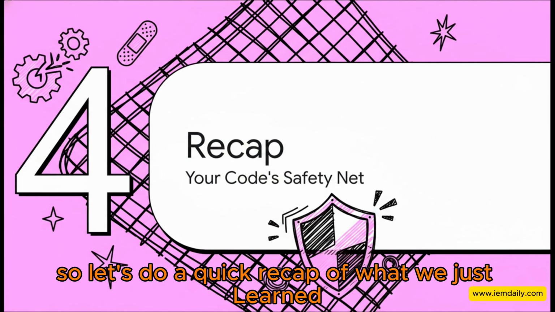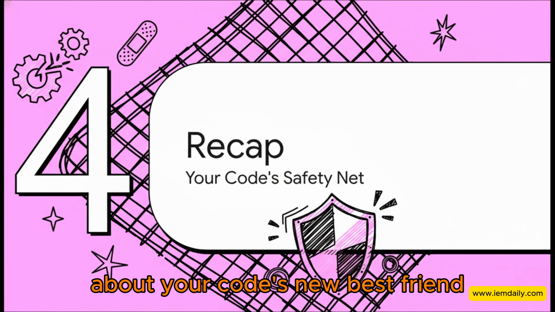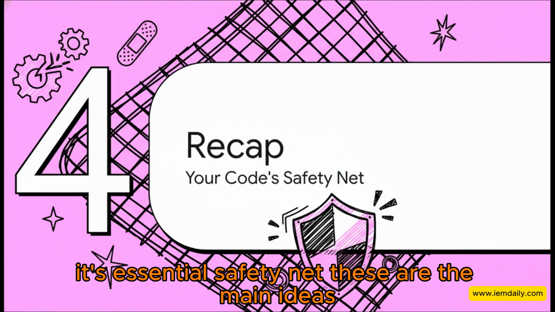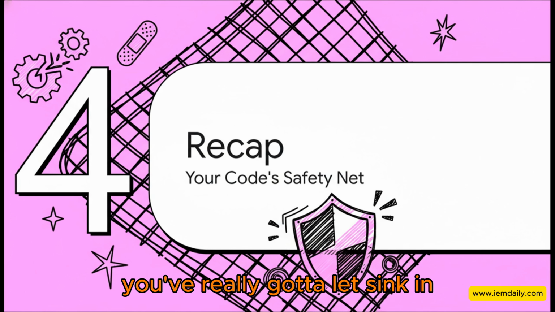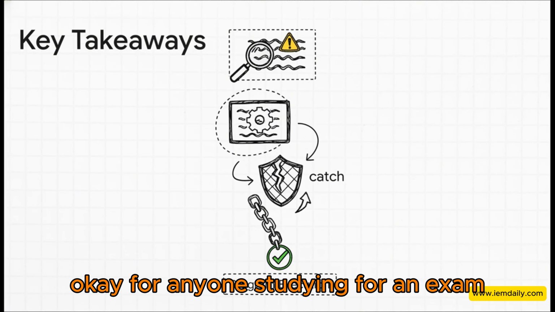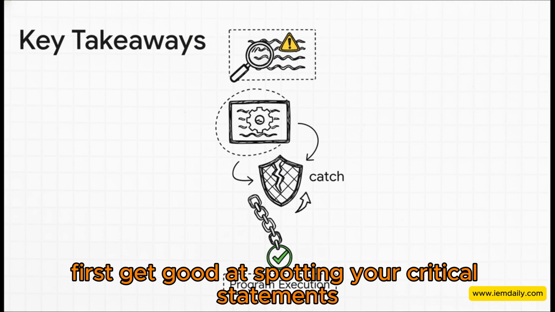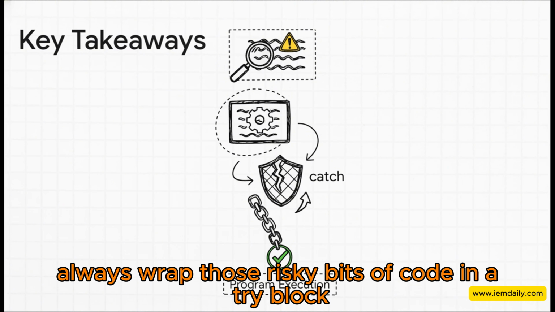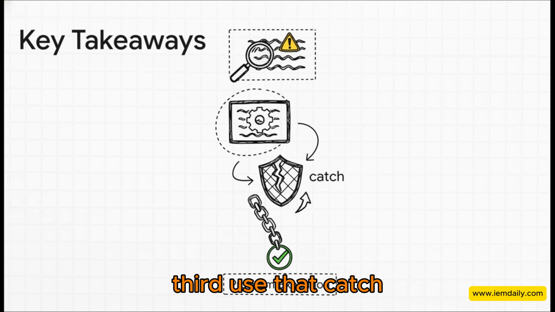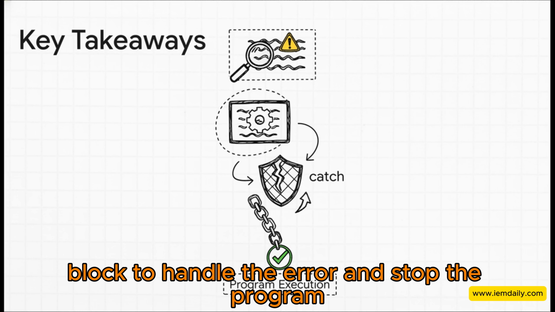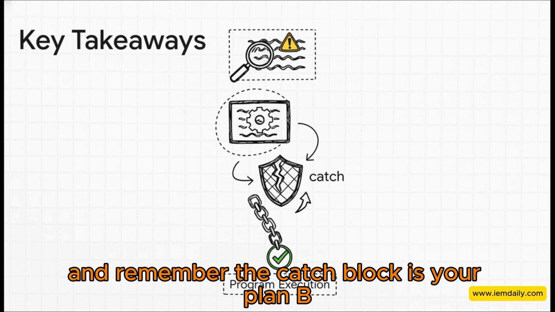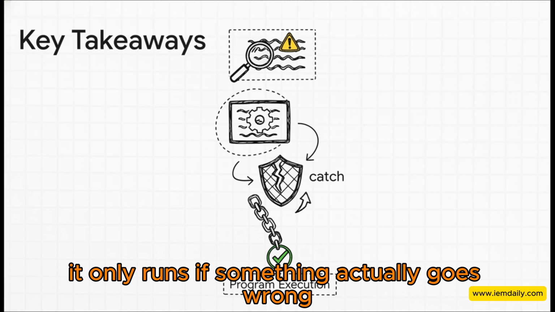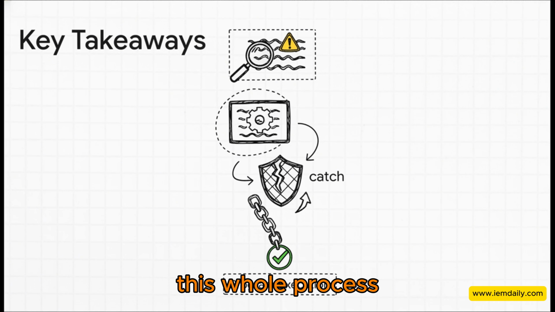So let's do a quick recap of what we just learned about your code's new best friend, its essential safety net. These are the main ideas you've really got to let sink in. Okay, for anyone studying for an exam, this slide is for you. First, get good at spotting your critical statements, the ones that could possibly fail. Second, always wrap those risky bits of code in a try block. Third, use that catch block to handle the error and stop the program from crashing. And remember, the catch block is your plan B. It only runs if something actually goes wrong. This whole process is what's going to keep your programs from falling apart.